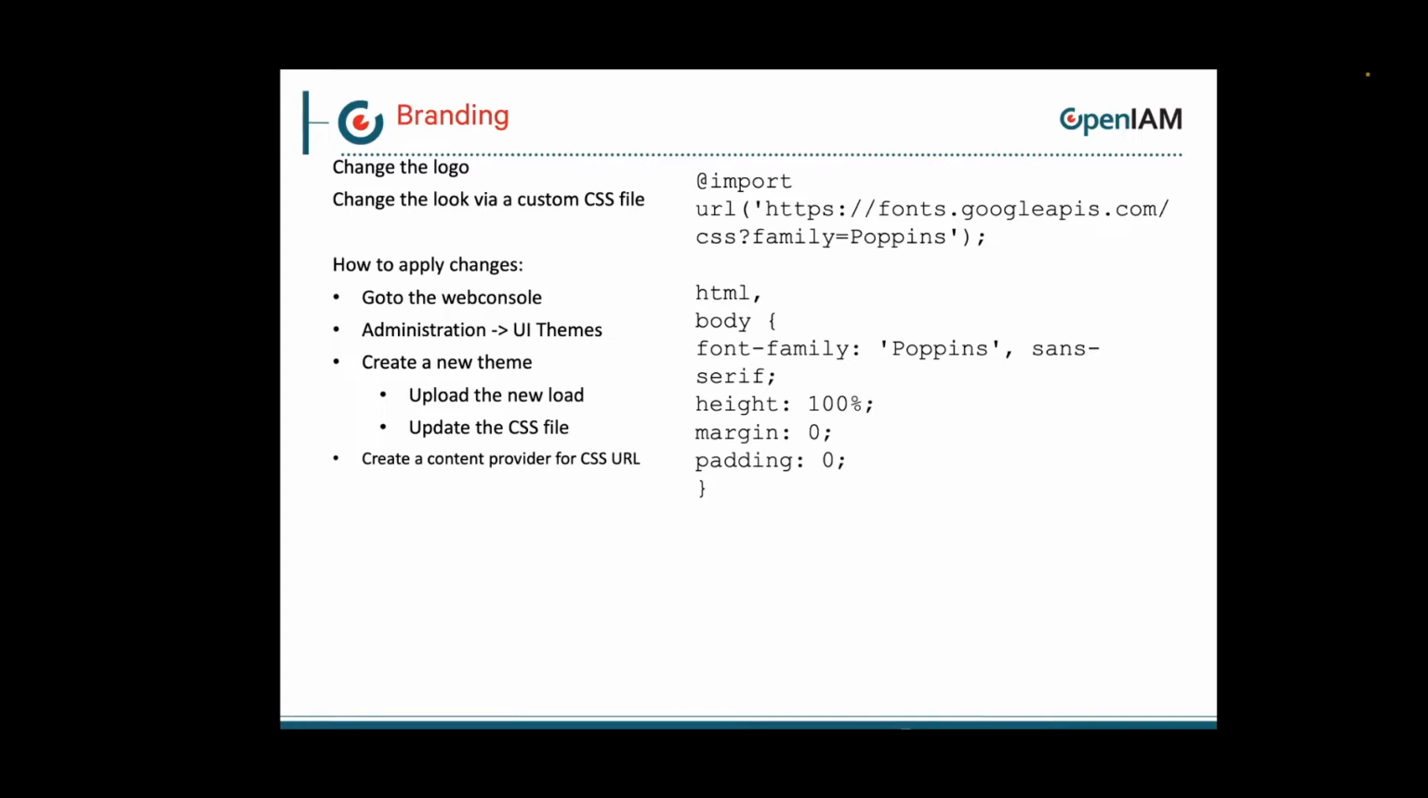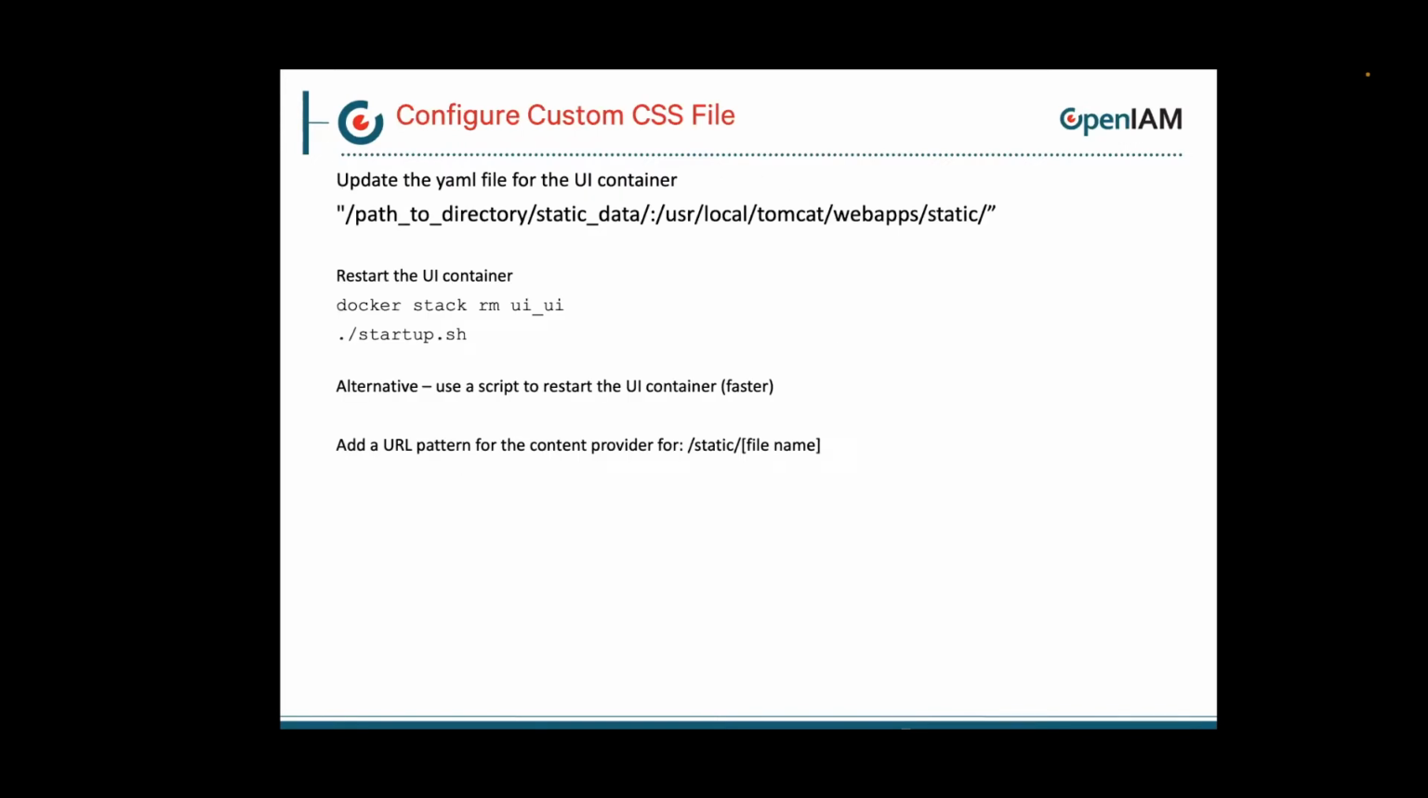Right? So if we look at the CSS files, if we wanted to customize them. So assuming that you've already created a CSS file, and I've given a really simple example here where we're bringing in a new font, and then we're just changing the body tag to use that font. So you can do something simple like this and create a new file. And then we can go ahead and deploy that file. And then once we deploy the file, we need to register it as a theme in the OpenIAM console. Okay, and then we need to do a content provider. So let's go ahead and actually go through that process.